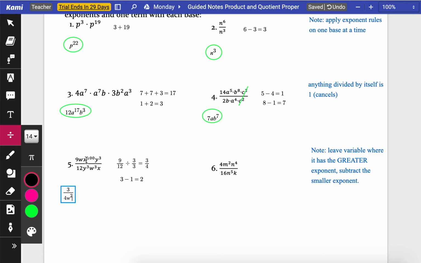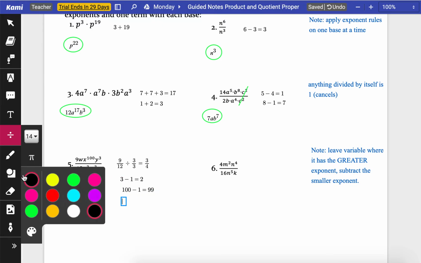Let's look at x next. I'm going to leave x in the numerator because I have x to the 100 up here and just x to the 1 on the bottom. For the exponent on x, I'm doing 100, right? x multiplied by itself 100 times, dividing out x multiplied by itself just once, and getting 99 times.